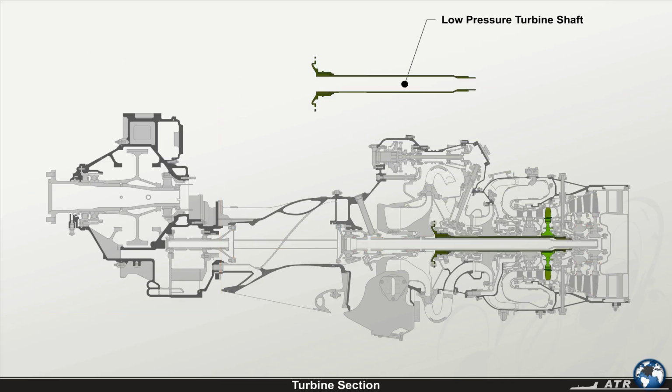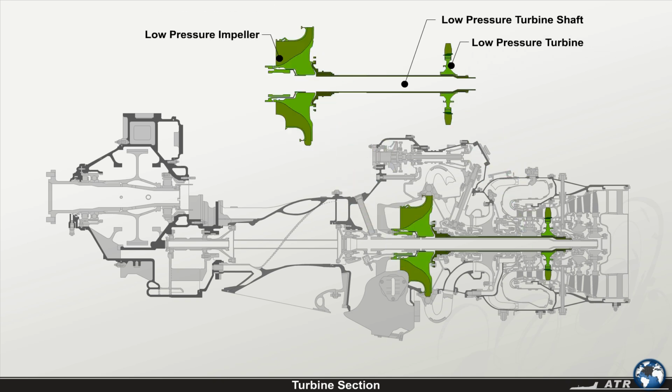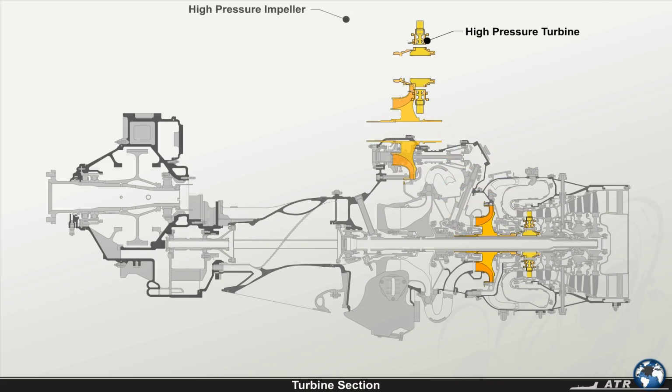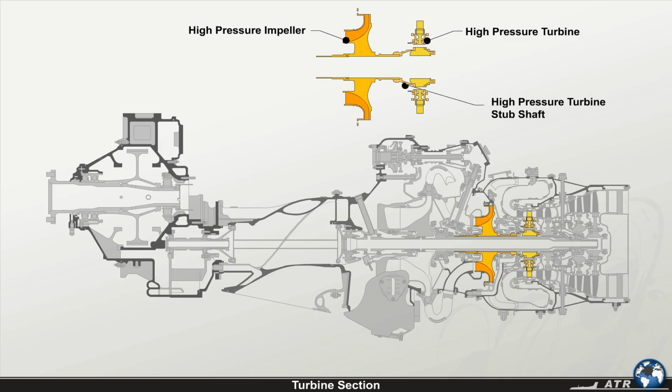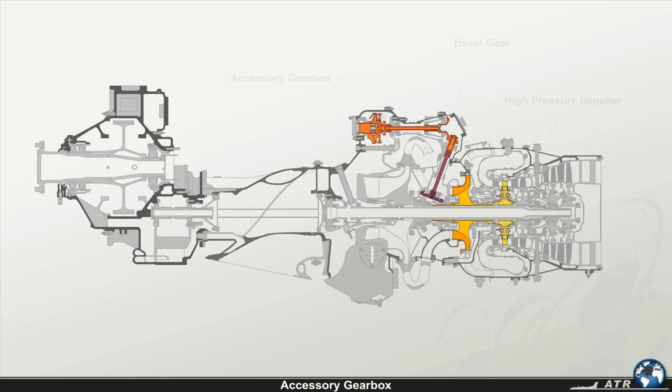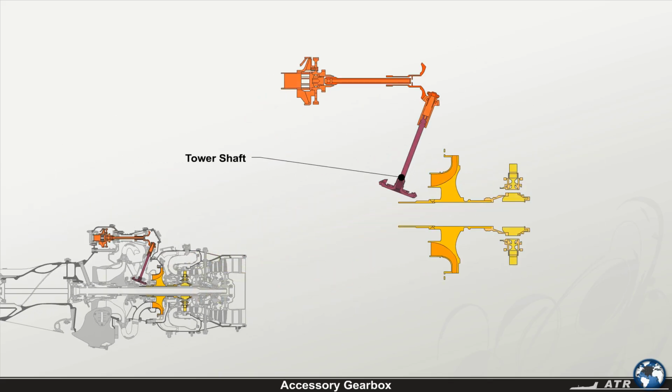The low-pressure turbine shaft connects the low-pressure turbine to the low-pressure impeller. The high-pressure turbine is connected to the high-pressure impeller by the high-pressure turbine stub shaft. The accessory gearbox is driven by a bevel gear, which is secured to the high-pressure impeller. A tower shaft bevel gear transmits the rotation from the high-pressure impeller via an angle drive gearbox to the accessory drive housing.